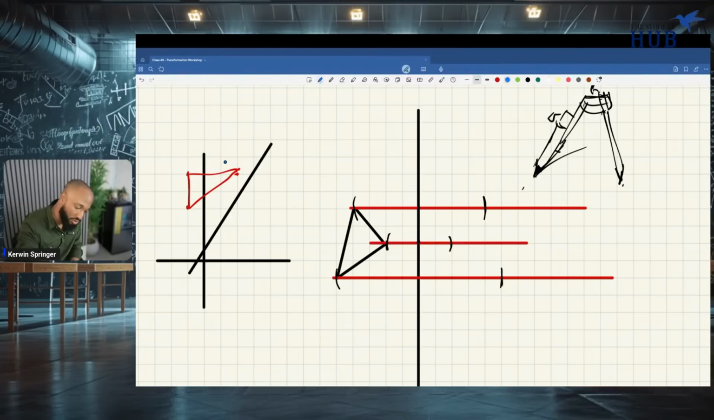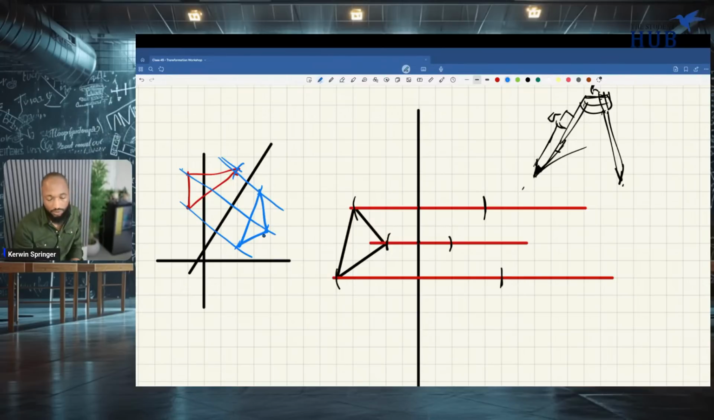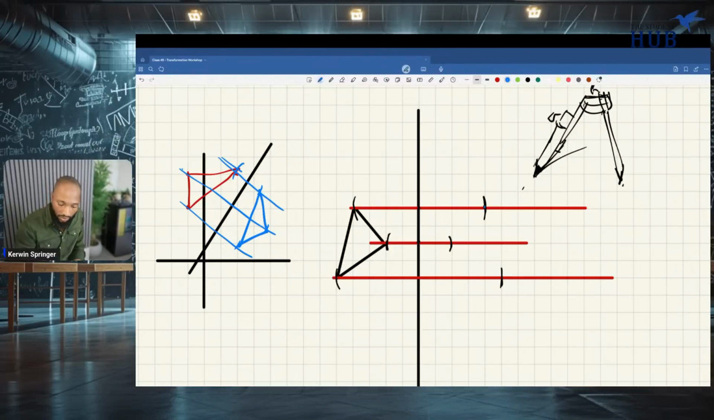You have to use the right angle here. Right angles to the mirror line. Draw your arcs, so they cut in nice spots. And then you connect the dots like this. Right, so that's the proper way if you want to create the image and you know the mirror line.